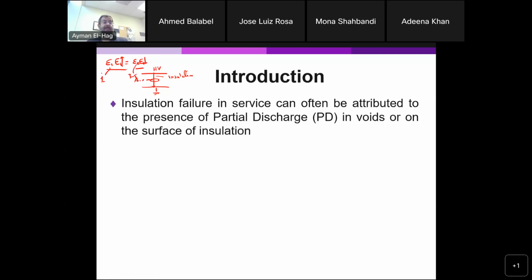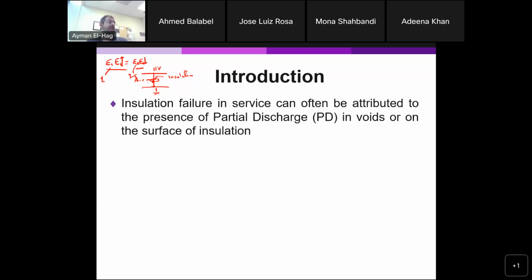Second, the breakdown strength of air is much less than the breakdown of the dielectric material, the solid insulation material, or even the oil insulation material. So this is what results in a partial discharge inside this void. Partial discharge means a localized arcing inside this void. The arc does not bridge the high voltage to the ground. It's not a fault. It's just partial discharge.